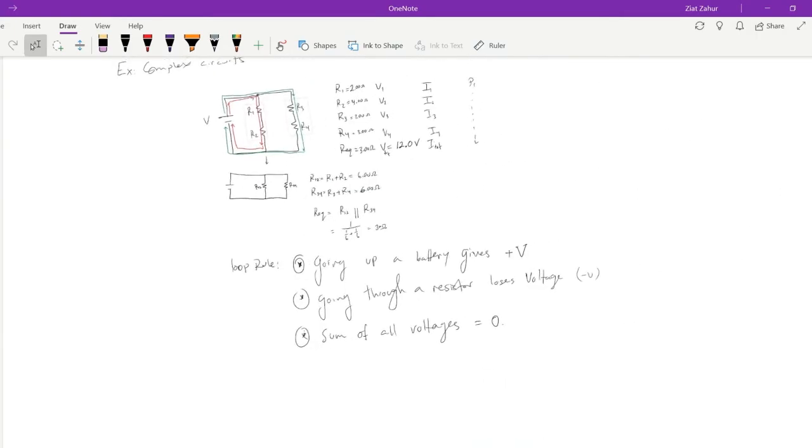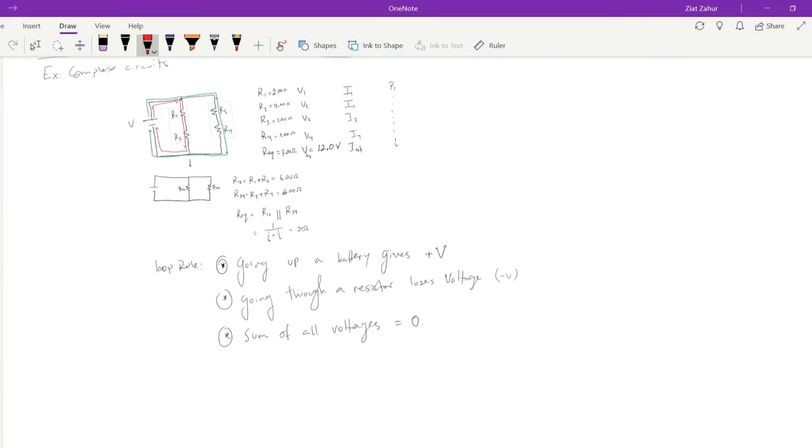Okay, so let's see if we can write some loop rules. Here's the red one. The red one starts with the battery. So the battery gives me V volts, which is 12. And then as you follow along the red pathway, you lose V1, the voltage at resistor 1, because anytime we go through a resistor, we lose some voltage. And then you lose some more at V2.